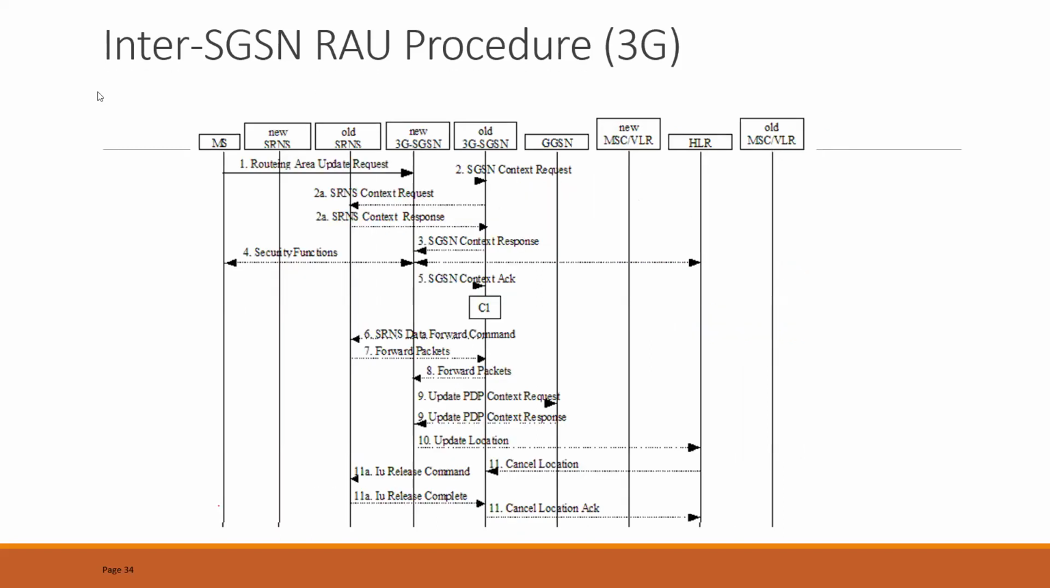Now, if we discuss the intra-SGSN routing area update, you will see that a lot of signaling will not be involved. You will just send a routing area update request to this SGSN. It will realize that, okay, it's the same.